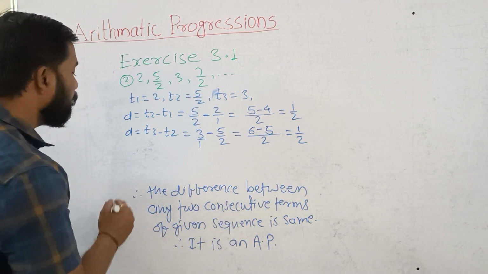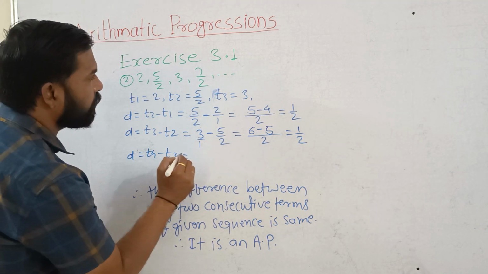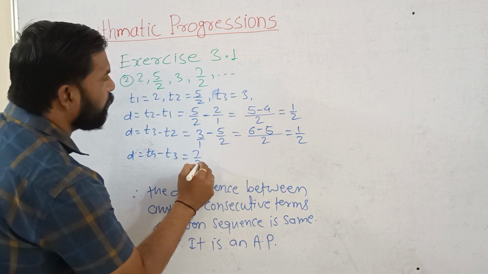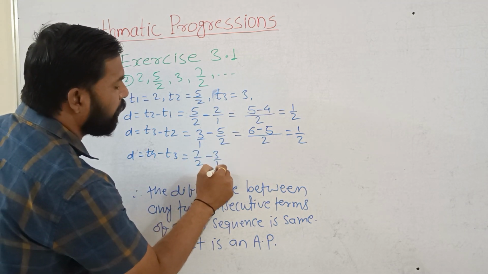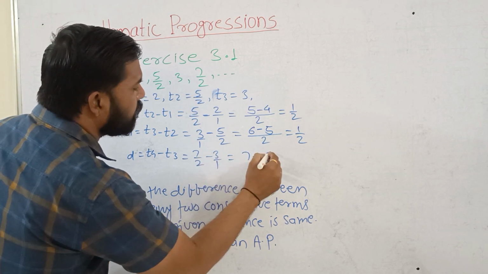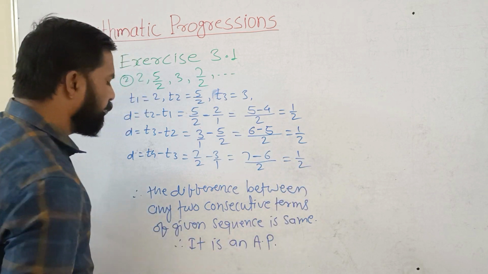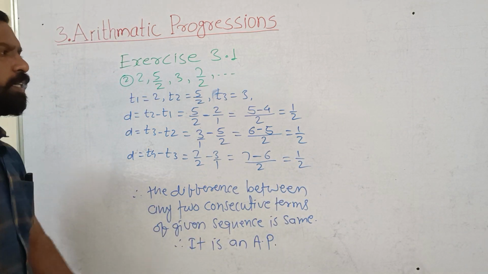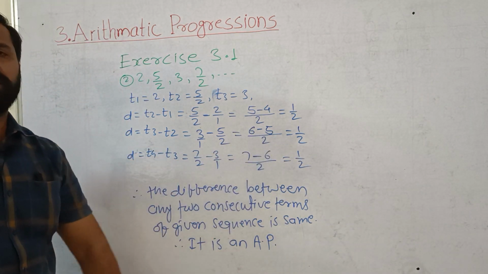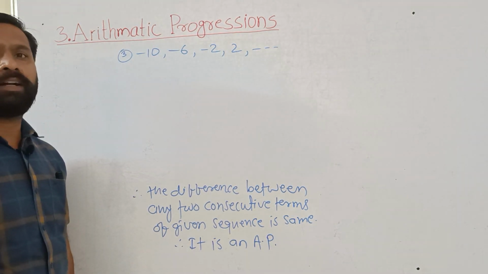Now the next one, D is equal to T4 minus T3, which is equal to 7 by 2 minus 3 by 1 you can write. 7 as it is, 3 2s are 6 by 2, which is equal to 1 by 2. Therefore, again you can see the difference between them remains the same. Now we are going to go through the third question.